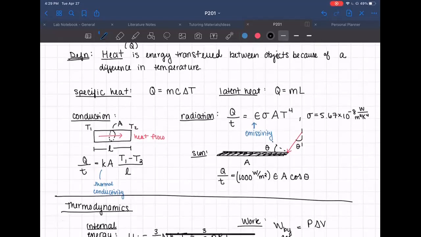And then we have the specific heat equation, so the heat transferred to or from an object, depending on what the change in temperature is. So M is the mass, C is the heat capacity for whatever the material of the object is. We also have latent heat, which is specific for phase changes.